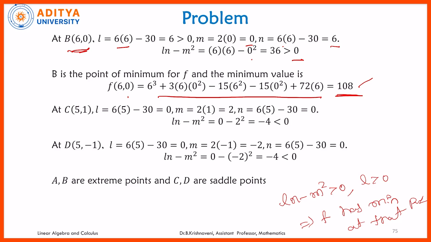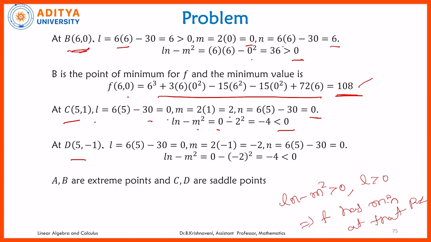So now let's verify the remaining 2 points. At C (5, 1), find the L value: 6x minus 30, that is 6 into 5 minus 30, 0. M is equal to 2y, 2 into 1, which is 2. N is equal to 6x minus 30, 6 into 5 minus 30, again 0. What are the ln minus m square values? L into n, that is 0, minus m square, 2 square, which is minus 4. So that means we are getting ln minus m square less than 0.